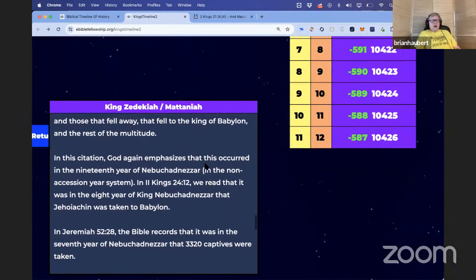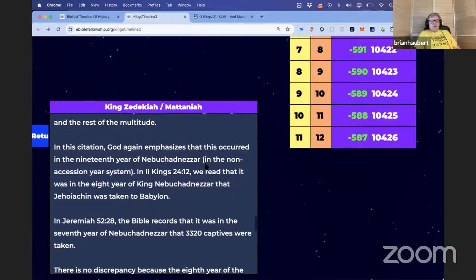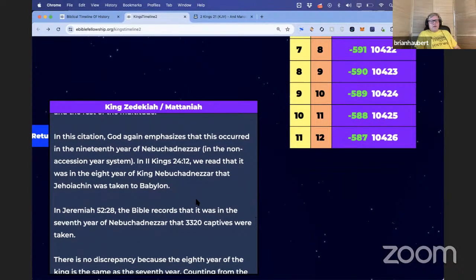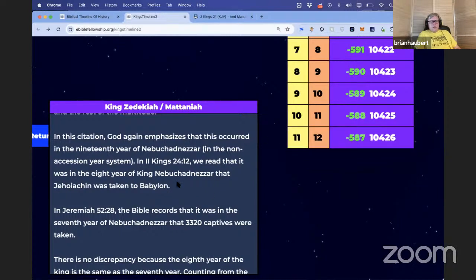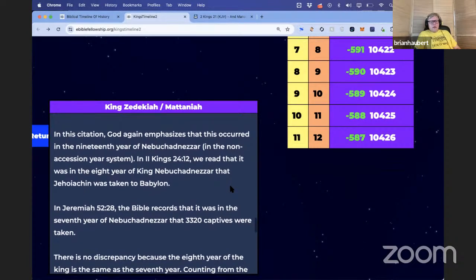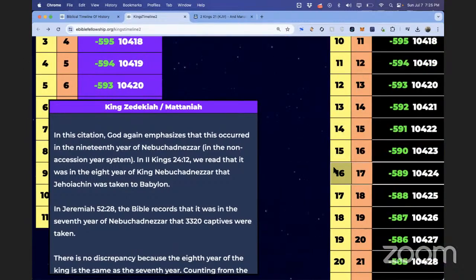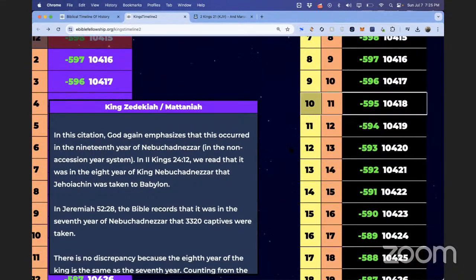So in this citation, God again emphasizes that this occurred in the 19th year of Nebuchadnezzar. This is in the non-accession system. And in 2 Kings 24:12, we read that it was in the eighth year of King Nebuchadnezzar that Jehoiachin was taken to Babylon. In Jeremiah 52:28, the Bible records that it was in the 7th year of Nebuchadnezzar that 3,320 captives were taken. So he's just pointing out the different time references we have.